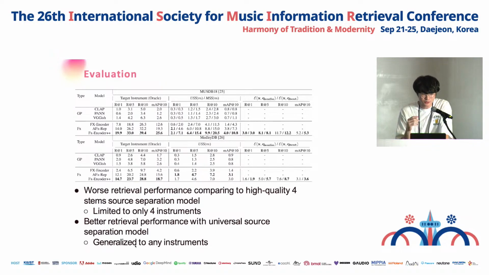And then we also evaluate our model through the instrument-wise specific evaluation. One way is to evaluate our model against source separation, because we can use source separation to get the same information. Unfortunately, we lose to the high-quality four-stem source separation model. But the good news is that when comparing to a universal source separation model, our model performs better.